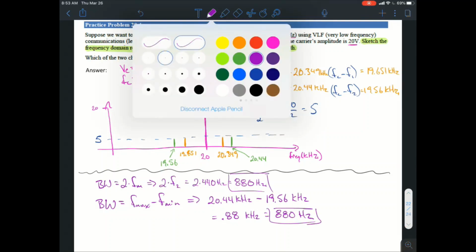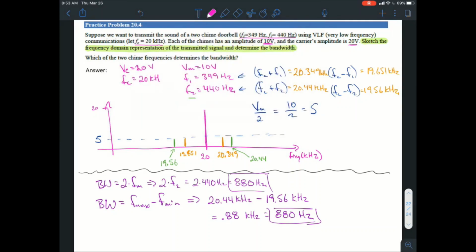The only difference is that you need to be very careful using this one so that you make sure you're using the maximum frequency in the message. Okay, so be careful with that. I would default to using this, though it might get a little tricky when you have to do some unit conversions.